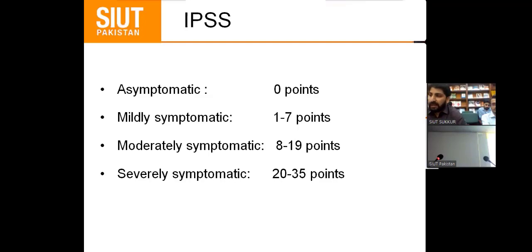If the points in the IPSS is 0, the patient is asymptomatic. If the score ranges between 1 to 7 points, the patient is mildly symptomatic. If the score is 8 to 19 points, the patient is moderately symptomatic. And if the score is 20 to 35, the patient is severely symptomatic.